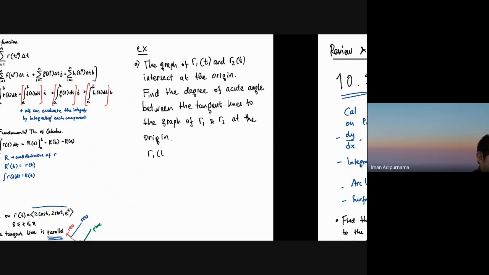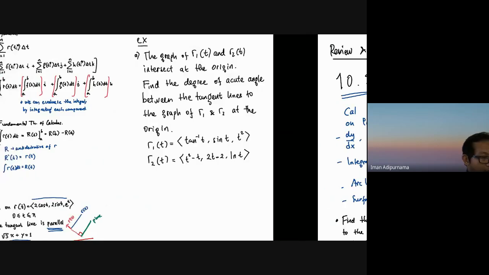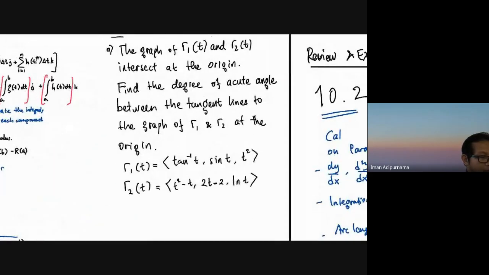The r1 is tangent inverse t, sine t, and t squared. Okay, let me give you some time to think and maybe try to solve.